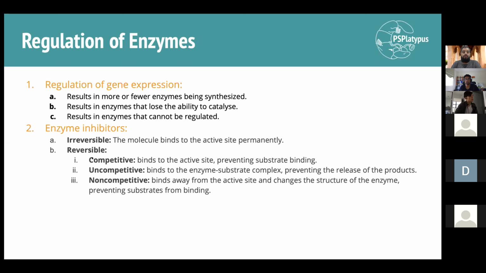However, in reversible inhibitors, we have three groups: competitive, where the inhibitor binds to the active site, preventing the substrate from binding; uncompetitive, where it binds away from the active site, however, it prevents the releasing of the products; and non-competitive inhibitors, where they also bind away from the active site and change the structure of the enzyme, preventing the substrates from binding.